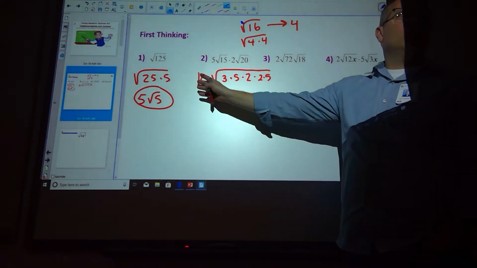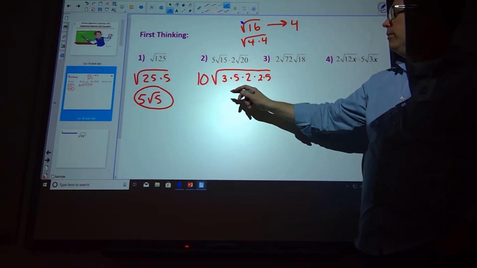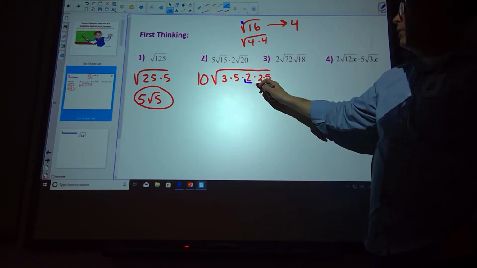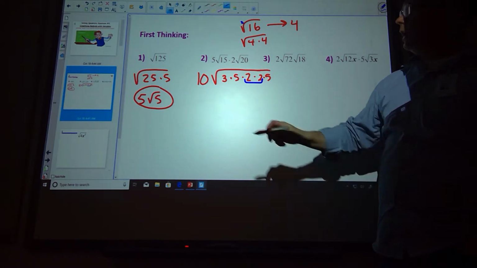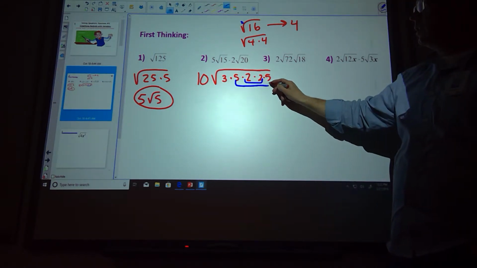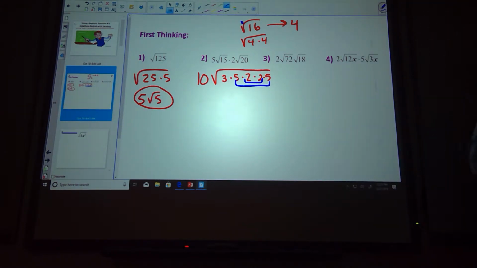So the 10 is going to stay as is for right now. Does everyone agree that I have 2 of those? And I also have 2 of those? Because 5 times 5 is what? 25. And the square root of 25 has to be what? 5. And then 2 times 2 is 4. And the square root of 4 is 2.